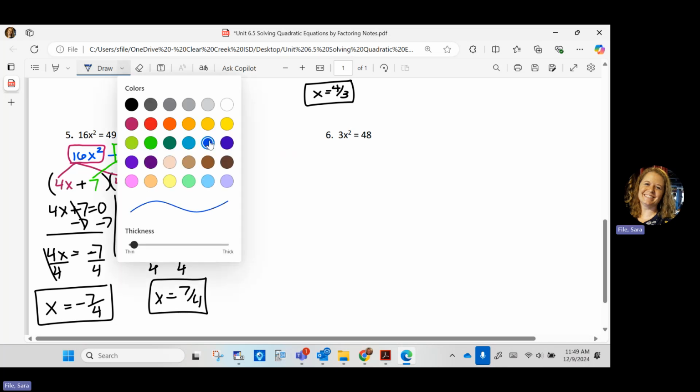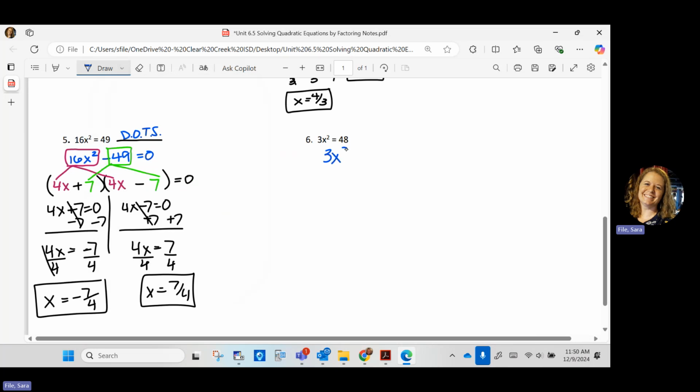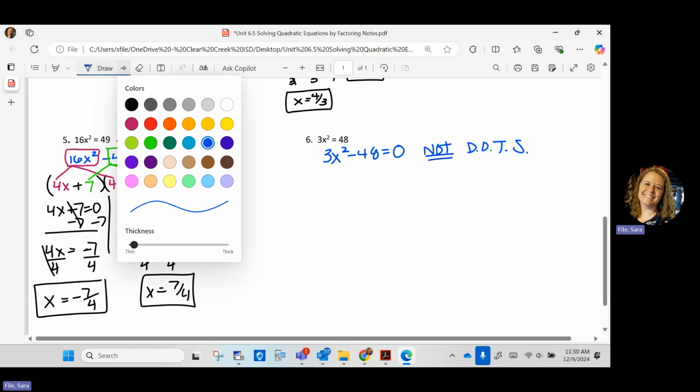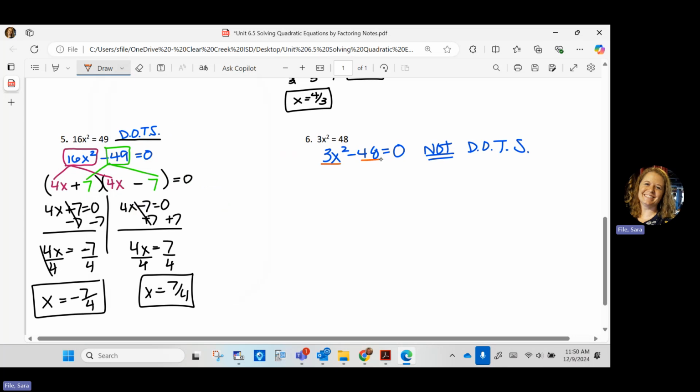Okay, let's try that for this last one. I'm going to subtract that 48 over. Now this time, when I look at this, these are not perfect squares. I can't take the square root of 3. I can't take the square root of 48. So this is not a difference of 2 squares because I can't take the square roots. So alternately, though, I can take out a GCF. They can both be divided by 3, and let's see if that changes it.